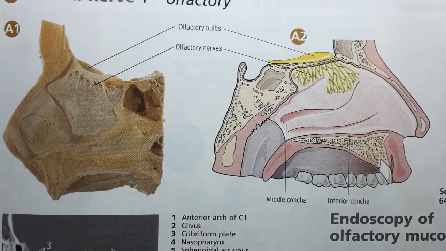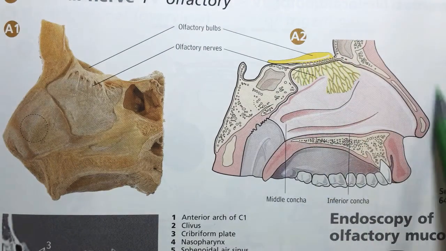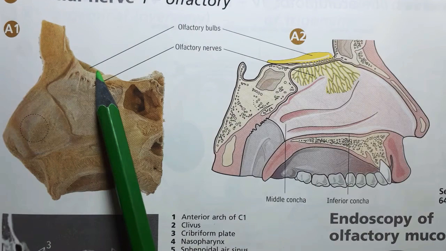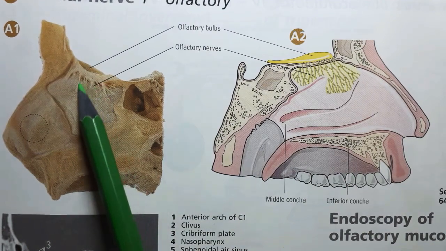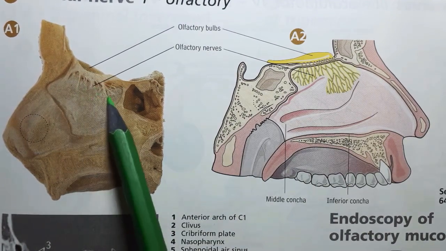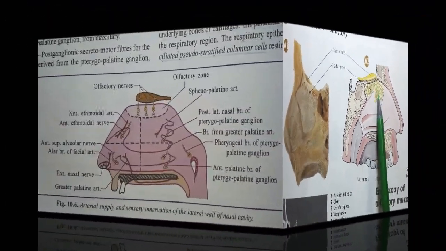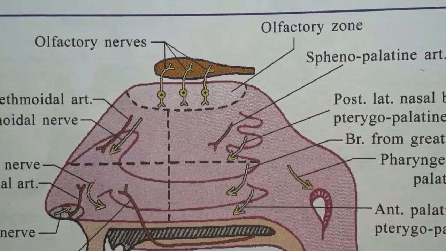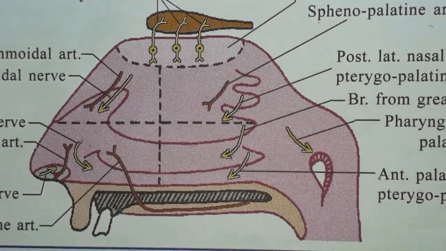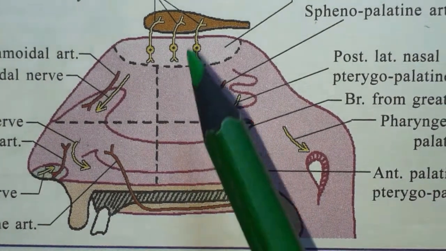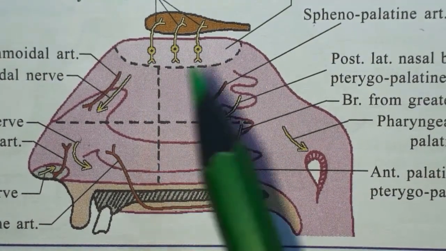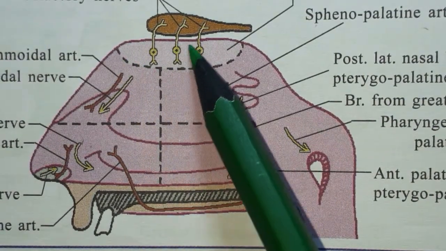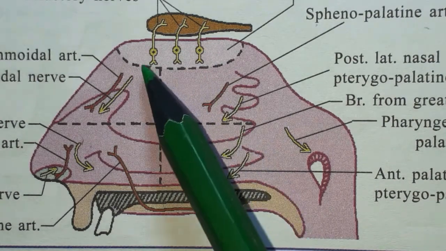In this diagram you can see the olfactory bulb. A comparative image is given of the real image. This is the olfactory bulb, and over here this is the olfactory bulb, and these are the olfactory nerves that lie in the superior most part of the nasal cavity. Now let's study the arterial supply and the nerve supply. Let me zoom it. So these are the olfactory nerves that were also present in the nasal septum, and in this region you can see the superior most region of the nasal cavity. This is yellowish in color, and these are the olfactory nerves.